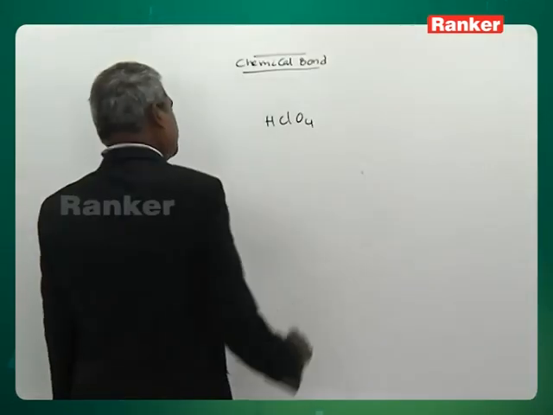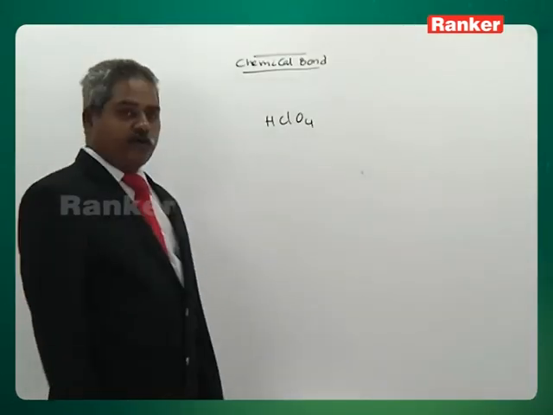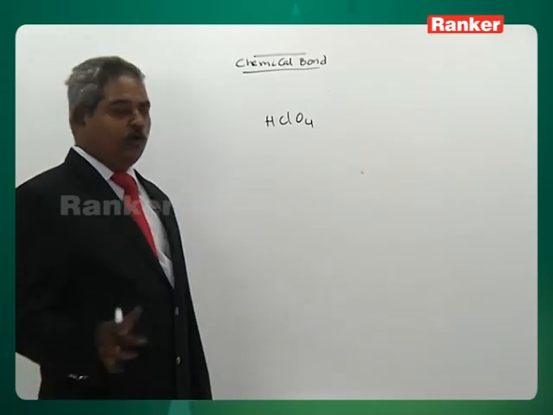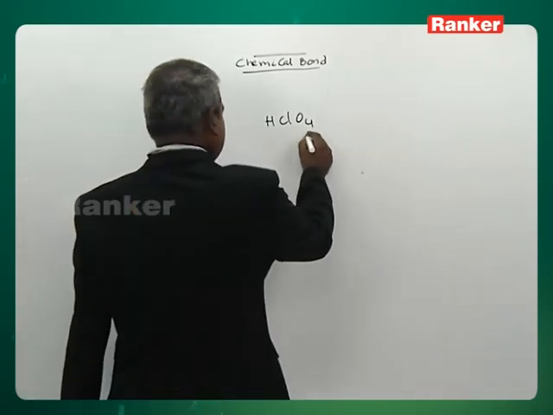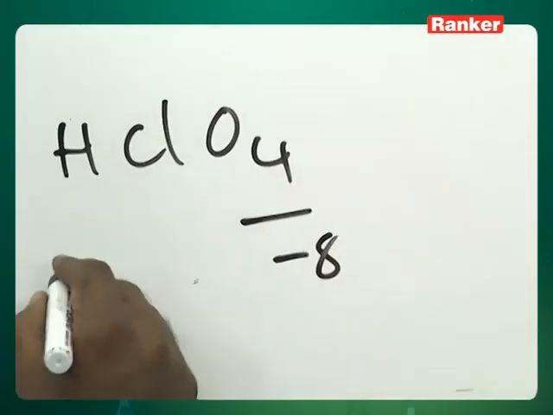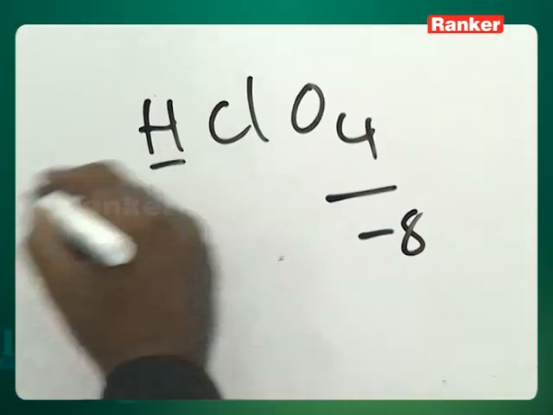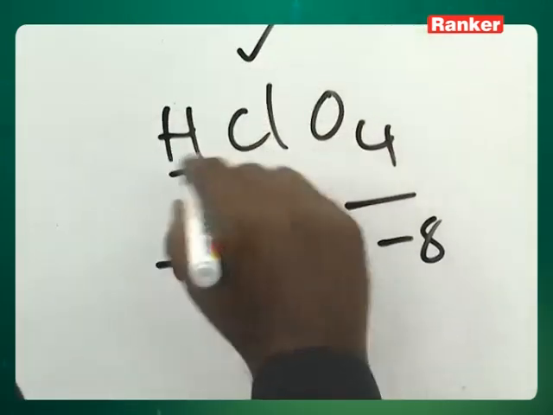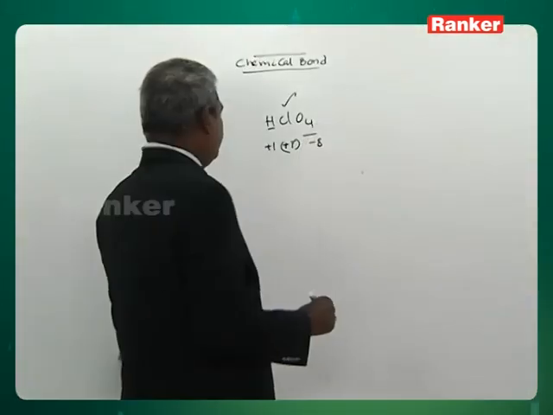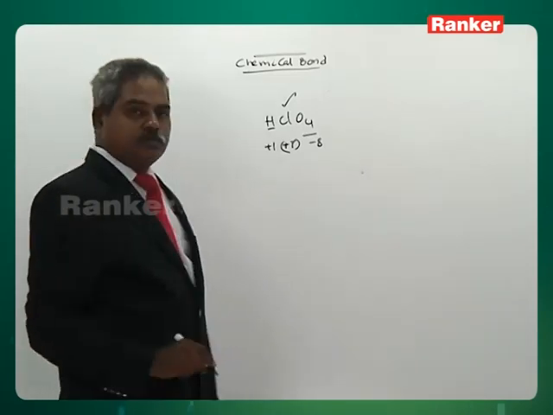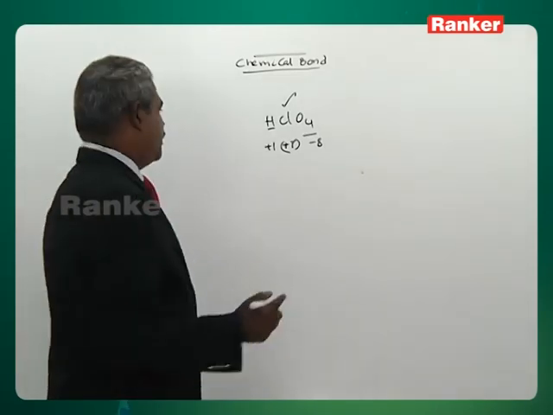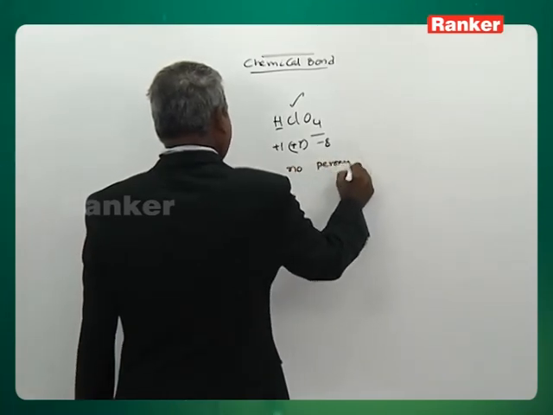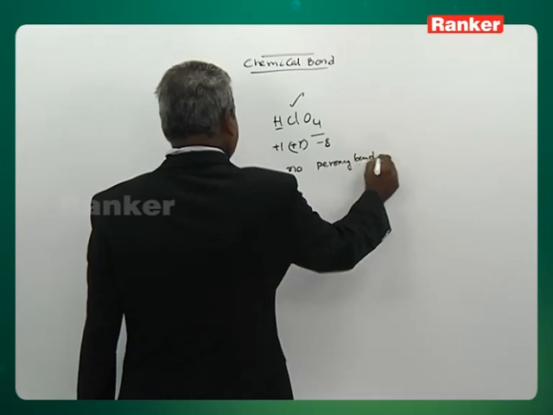HClO4, does it have a peroxy bond? How to find? Is there any fixed element? 1A, 2A, fluorine? No. Therefore, give minus 2 to oxygen, minus 8, plus 1. Hydrogen, in most cases, plus 1. Chlorine, plus 7. And that is okay for chlorine. Chlorine can afford plus 7. Chlorine belongs to the 7th group. Plus 7 is okay. Therefore, no peroxy bond. Oxygen-oxygen single bond is not there.